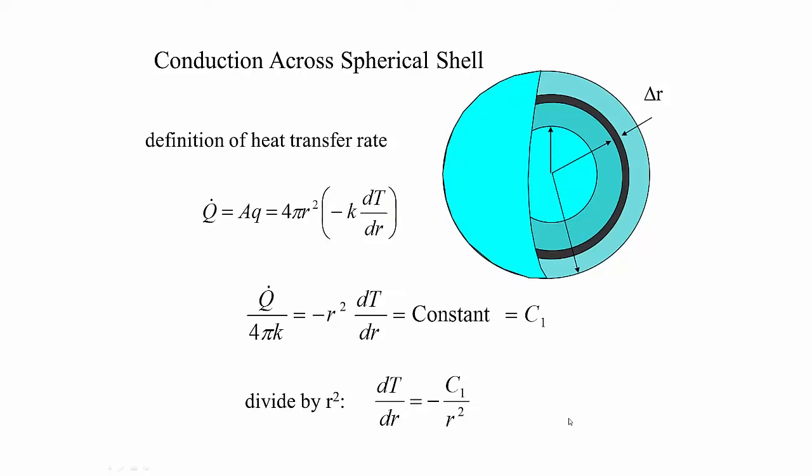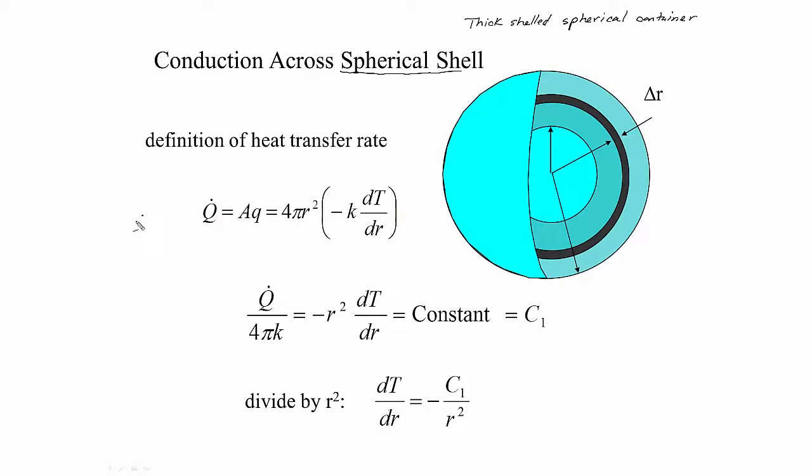So similar to what we did with cylindrical systems, we can do very much the same kind of thing with spherical systems. And so this is conduction across spherical shells. So you might think about this as a thick-shelled spherical container. So that's maybe one way to think about this. So for this thick-shelled spherical container, a lot of the same ideas hold.